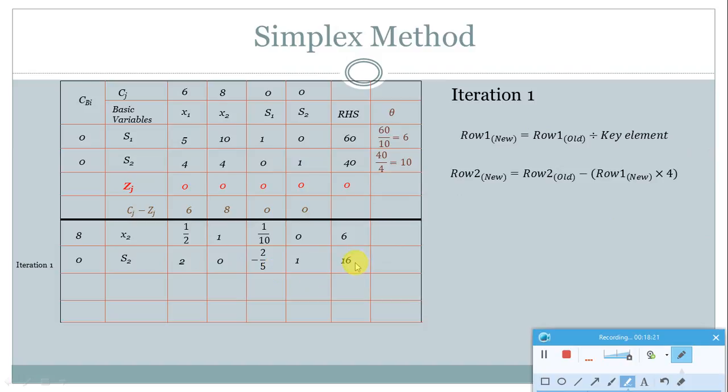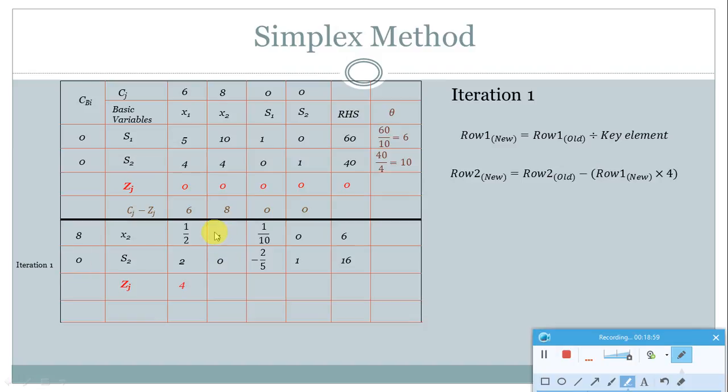Once the values of these rows are obtained, next the values of Zj are calculated by using the same formula which we used in the previous iteration. So this will be obtained by performing the calculations, like in the first column, 1 by 2 into 8 plus 2 into 0, so it will be 4.